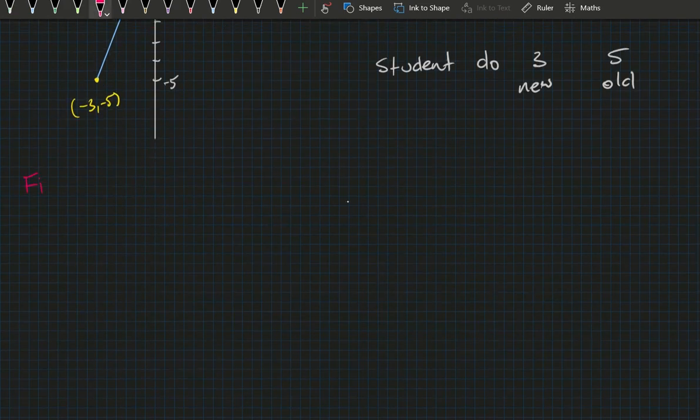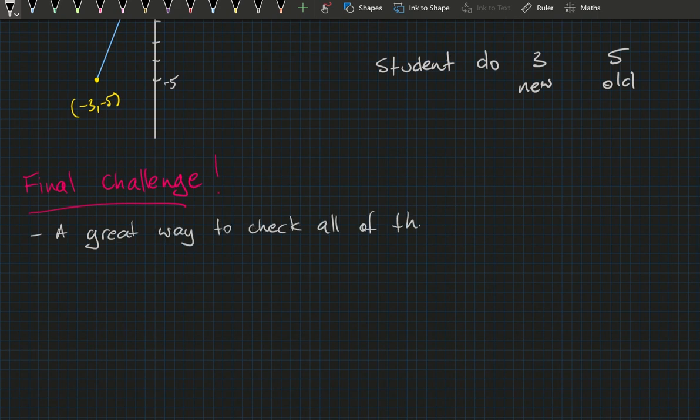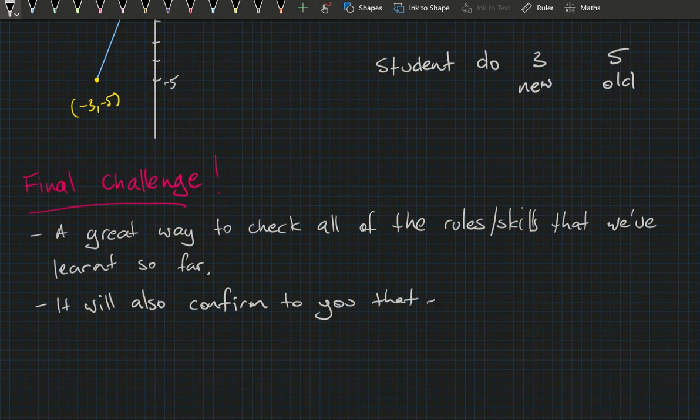Okay, welcome back, and let's have a go at our final challenge. This final challenge is a great way to check all of the rules and skills that we've learnt so far in this unit. It'll also confirm to you that everything we're learning is true.